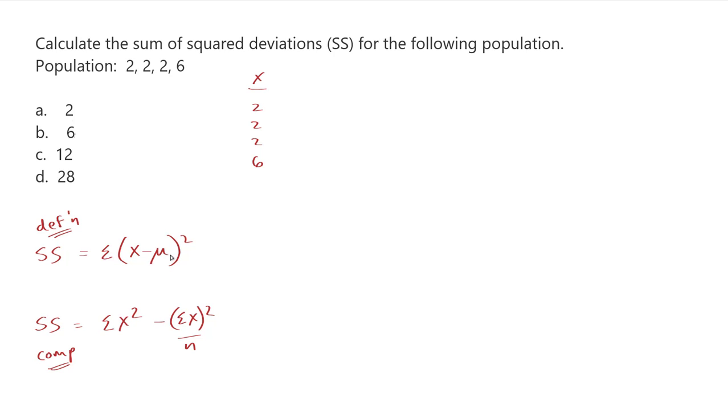I need to first of all find my mean, and the mean is the sum of x over n. So I need to know my sum of x. So 2 plus 2 plus 2, that makes 6, plus another 6, that makes 12. So it's going to be 12 over 4. So 12 divided by 4 is 3. So when I do my first column to make my deviations, I'm going to be subtracting 3 from each one of these. The reason that this is going to be my first column is because of order of operations.